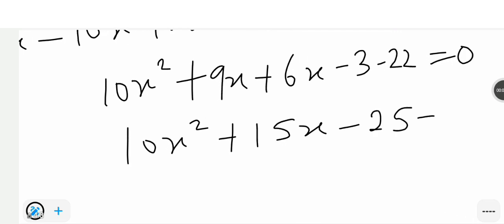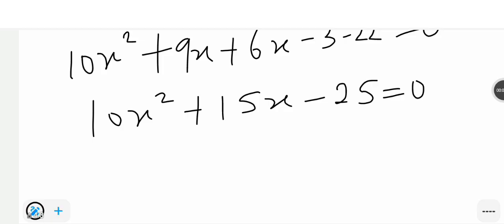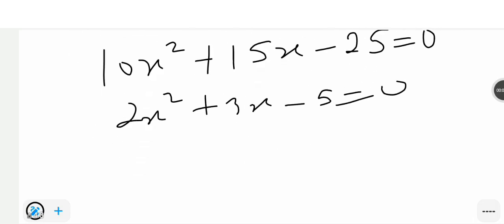Minus 25. So to simplify further, I'll divide all through by 5. That will give you 2x squared plus 3x minus 5. You can now factorize, and this is a quadratic equation because the highest power of x is 2. To factorize it, multiply these 2 first. 2 times 5 will give you 10. So you need two numbers that if you multiply them, you will get 10, and if you add or subtract, you will get 3. So the numbers are 5 and 2 because 5 times 2 is 10.